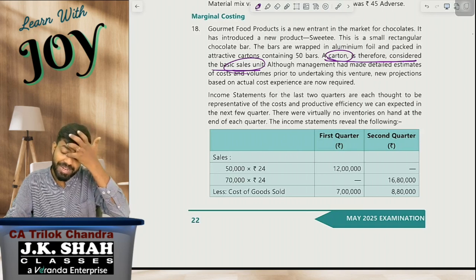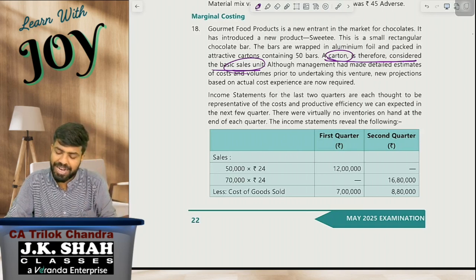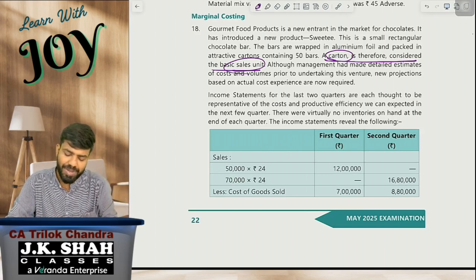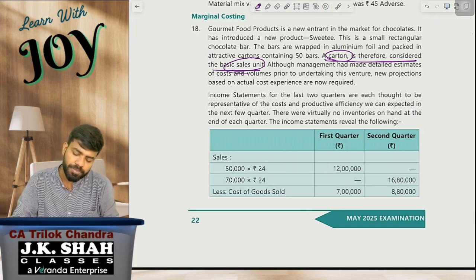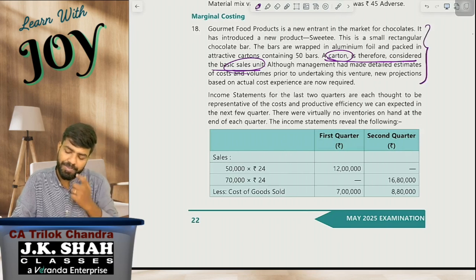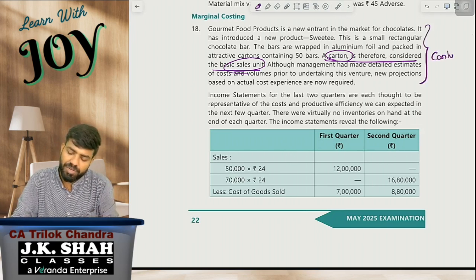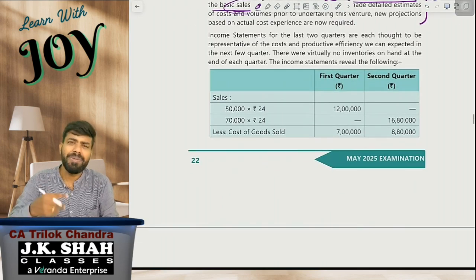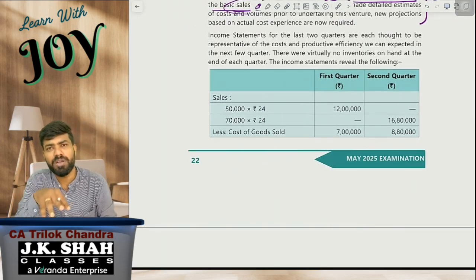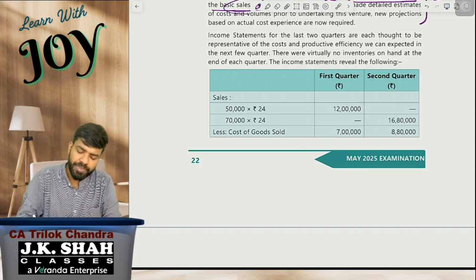Although management had made detailed estimates of cost and volume prior to undertaking this venture, new projections based on actual cost experience are now required. So what I mean to say, this paragraph is full of story. The only thing we need to understand from this paragraph is that the carton is the unit. Next, they're manufacturing some chocolate and putting it into the carton box. That box is the unit. Next, income statements for the last 2 quarters are each thought to be representative of the cost and productive efficiency we can expect in the next few quarters.